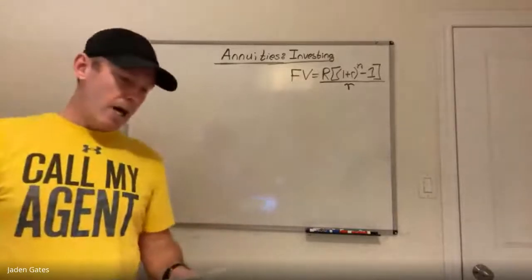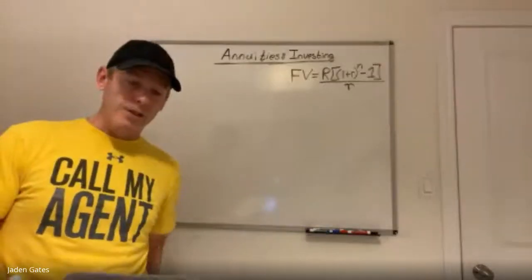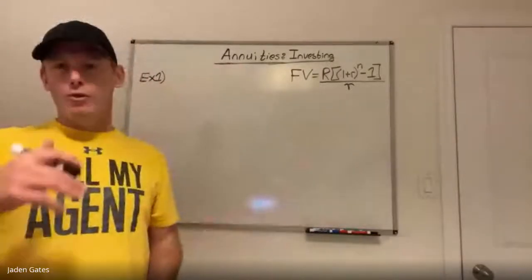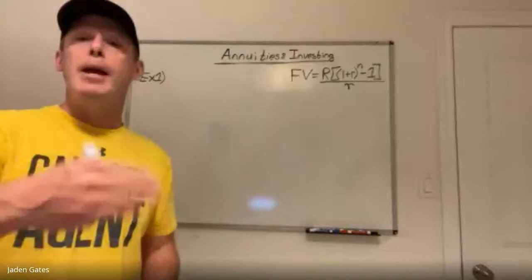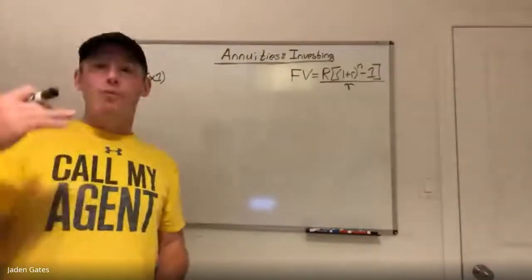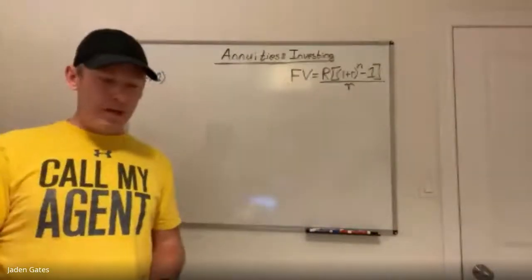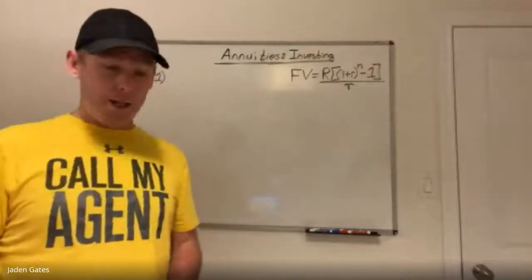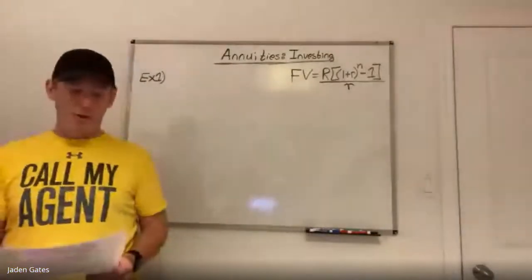So an annuity is used to invest when you're making equal payments. Generally what you're doing is making the same payment at a regular interval. An example would be paying $50 at the end of every month. All right, that would be an example of an annuity.